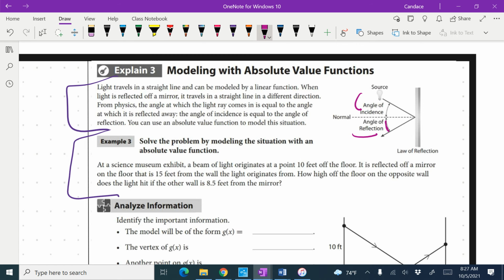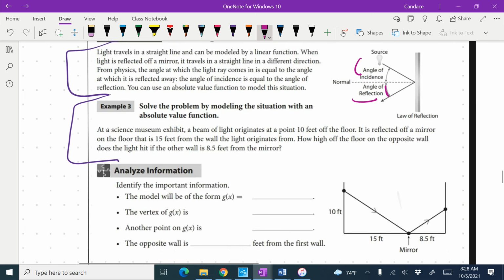But you'll notice, bet you never knew this, right? When you're looking in the mirror, you're using an absolute value function, right? When we have a light source in the mirror and it's bouncing off, there's your absolute value. That's really a stretch, but it works.